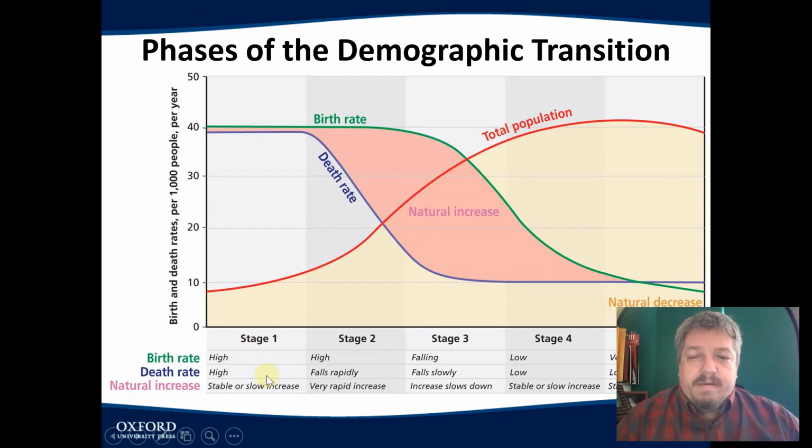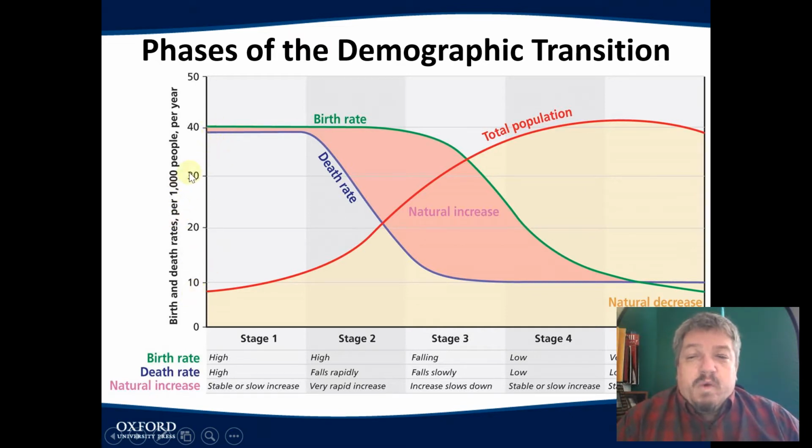In phase 1, so this would be a country, let's go back to the United States in 1776, right? The birth rate is how many children were born for every person alive. So if you had a population of 100, there were 40 births per year. For every 100 people, there were 40 births, right? That's a very high birth rate, by the way.